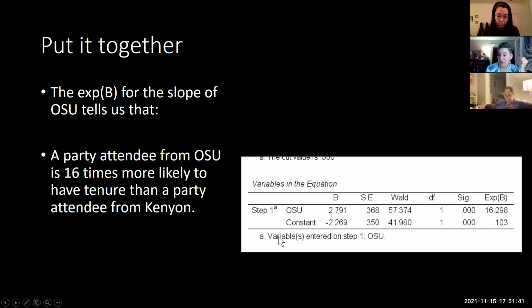The exponent b of the slope for Ohio State tells us that a party attendee from Ohio State is 16 times more likely to have tenure than a party attendee from Kenyon College. 16 times more likely to have tenure if you're at Ohio State than if you're at Kenyon.